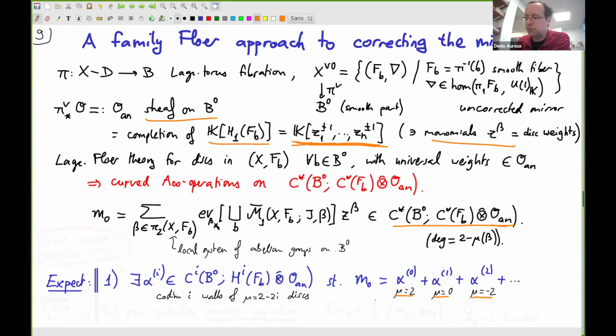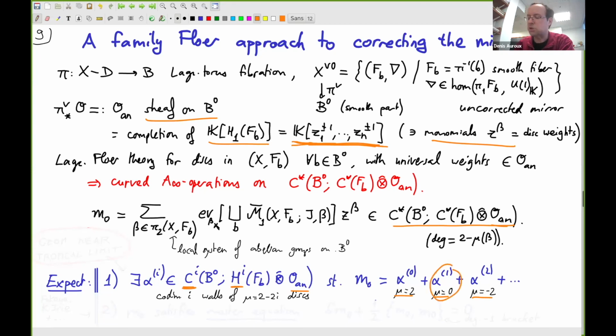So I expect there's a first term alpha 0, which will be in C0, so it's just a function with coefficients in H0 of a fiber, which means just numbers, but really in O, and so that means really a function. This is going to be my count of Maslov 2 disks through a generic point of a generic fiber. And those exist everywhere, and they will do what they do. But of course, they may jump from place to place across the walls, which is why here I put cochains, not cocycles. Here I was bold and assumed cocycles.